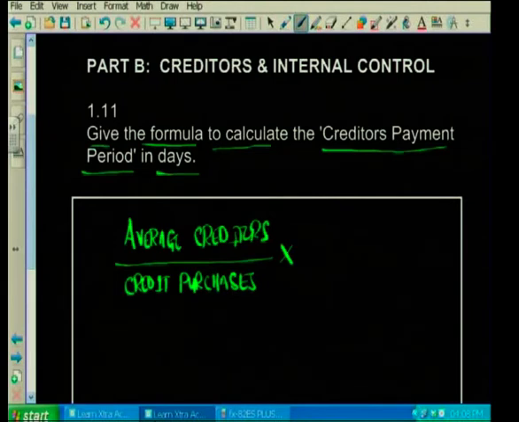times, the answer says, in days. They want it, so multiplied by 365 over 1. So obviously you can see this was probably worth 2 marks, and if you did not know this ratio, 2 marks were gone. Goodbye to 2 marks. Please, grade 12s, ensure that you know your ratios, because you will see the importance of them in other sections. And once again, notice this has popped up in a question on creditors and internal control.